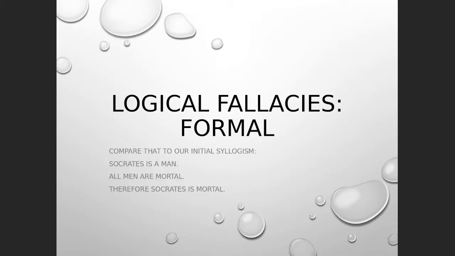So compare that to our initial syllogism: Socrates is a man, all men are mortal, therefore Socrates is mortal. The form of the correct syllogism is A equals B, and B equals C, therefore A equals C. And you might recall that from your math classes, right? Formal logic does resemble math in a lot of ways, and it works very similar. And logic is qualitative reasoning, and math is quantitative reasoning, but they share a lot in common.